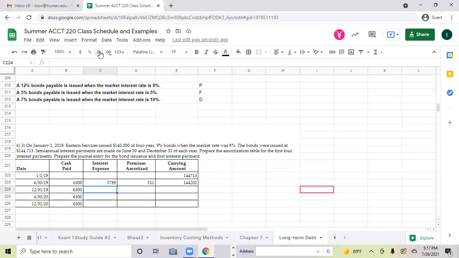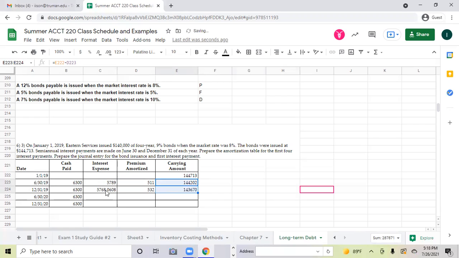Now we can go on to our next 6 months, which is the end of the year. Again, we're going to go 0.08 divided by 2 and multiply that by the new carrying amount, that carrying amount right there. And then again, the premium amortization is just the difference between the two, and then the carrying amount is going to go down.